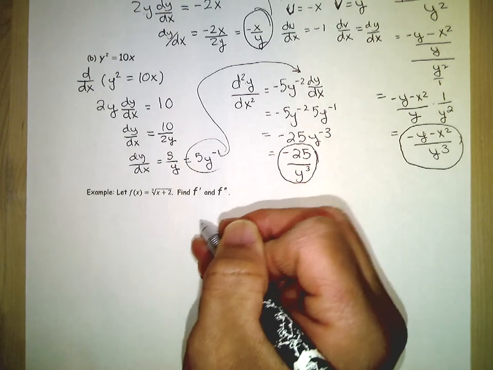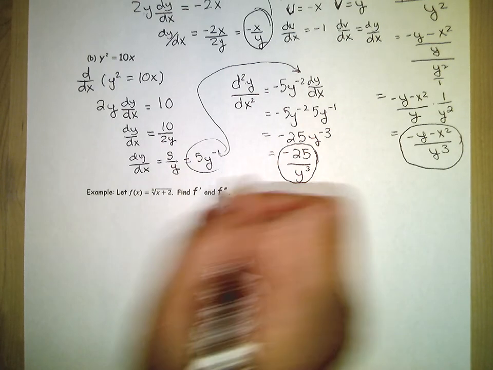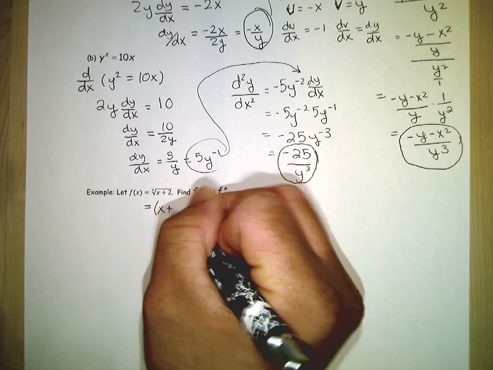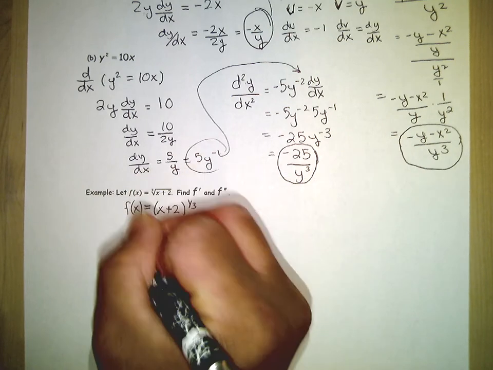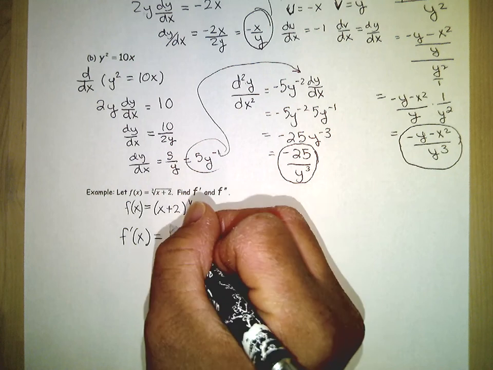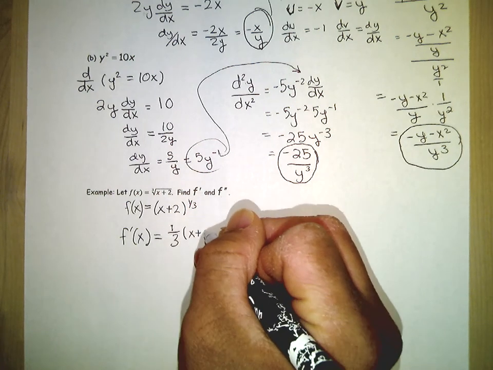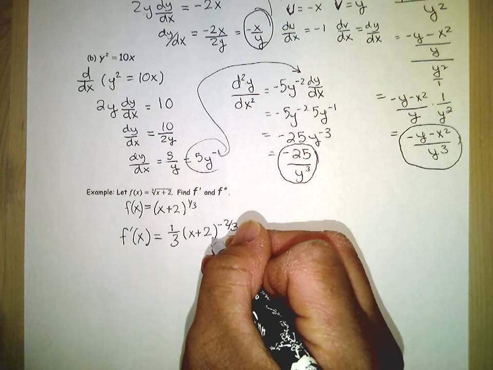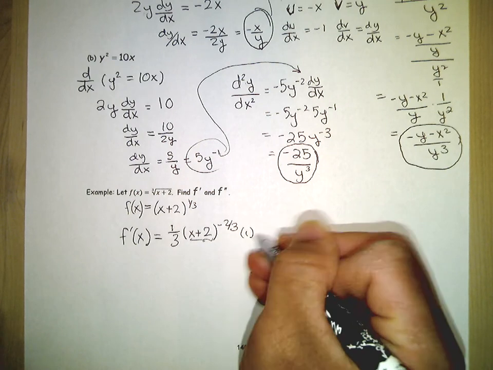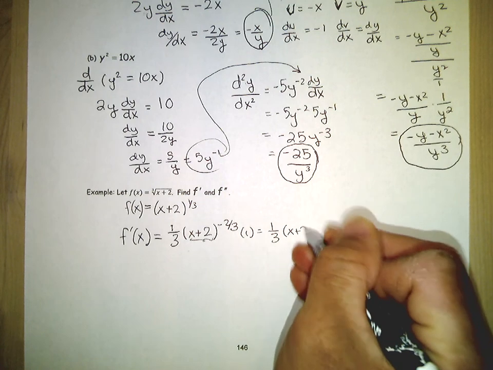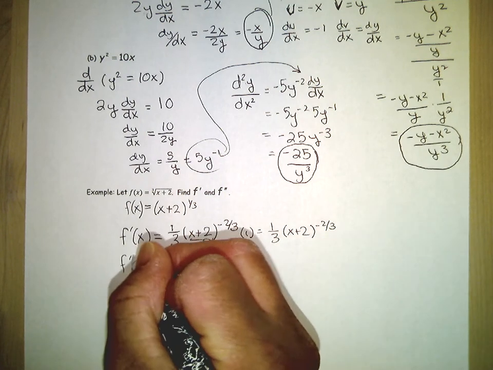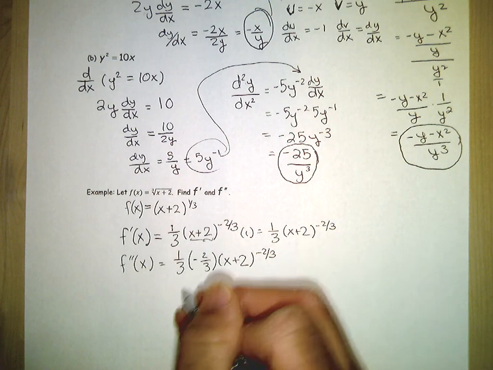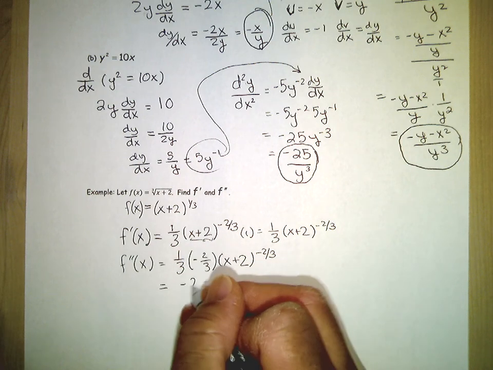Now, let's find the first and second derivatives if we let f of x be the cube root of x plus 2. So you can write that as x plus 2 to the 1/3 power. So the first derivative will be, well, I've used the power rule, so 1/3 (x plus 2) to the negative 2/3 power. And then use the chain rule, multiply by the derivative of x plus 2, which is 1. And so that's just 1/3 (x plus 2) to the negative 2/3 power. The second derivative will be 1/3 times negative 2/3 (x plus 2) to the negative 2/3 power. So this will be negative 2/9.